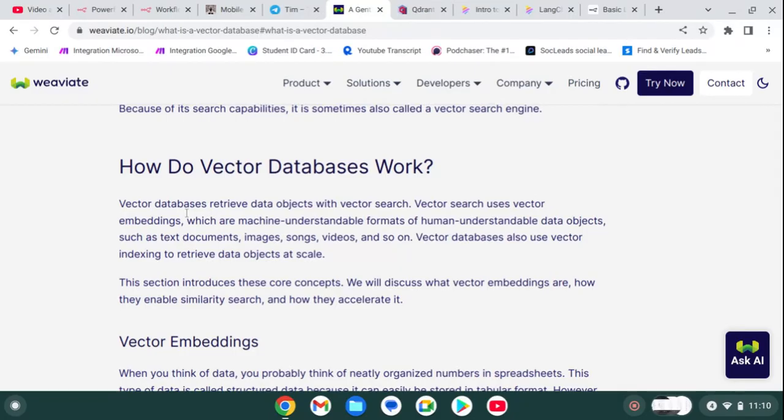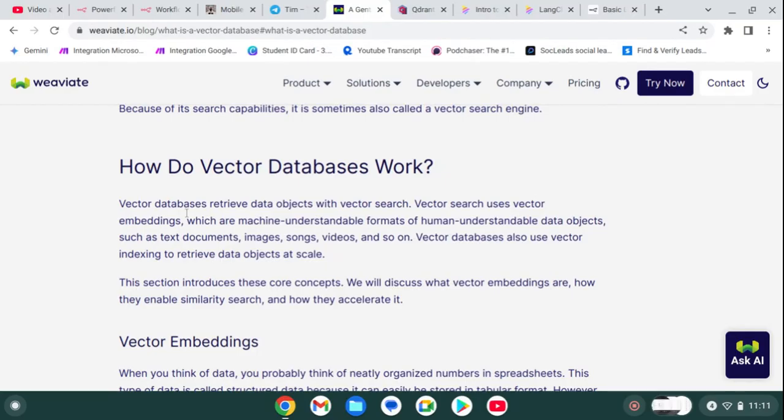Now, how do vector databases work? The vector database retrieves data objects with vector search, using vector embeddings, which are the machine understanding format of human understanding data objects, such as text, song, video. A vector database also uses vector indexing to retrieve data objects at scale. The section introduces the core concepts we will discuss: vector embedding, how they enable similarity search, and how they are resilient.